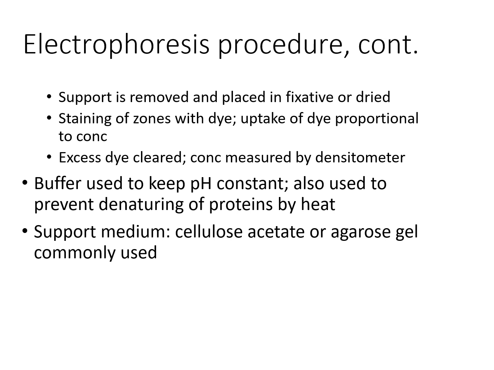Then the support medium is removed from the chamber and placed in a fixative or dried. The separated zones are stained with dye, and the dye uptake is proportional to the concentration of the molecules. Excess dye is then cleared from the support, and the concentration of each zone is measured using a densitometer. The buffer maintains a constant pH and prevents protein denaturation, which is caused by heat that can occur during electrophoresis. And common support media include cellulose acetate and agarose gel.